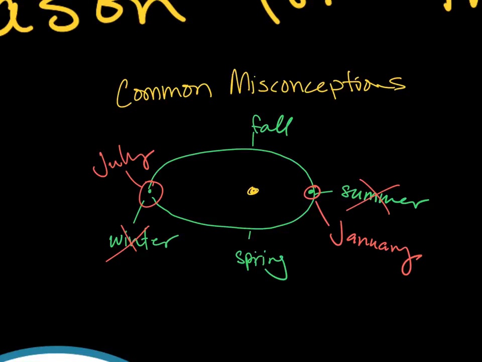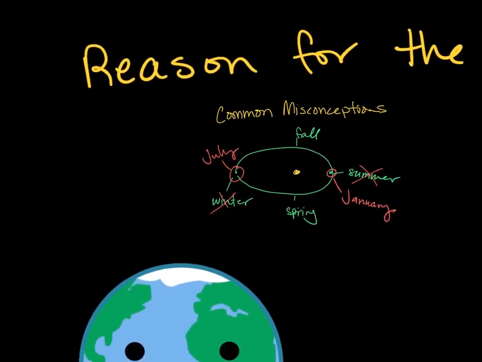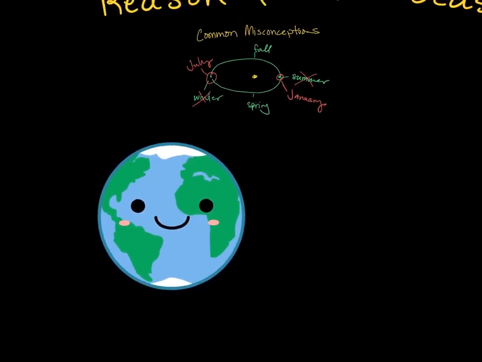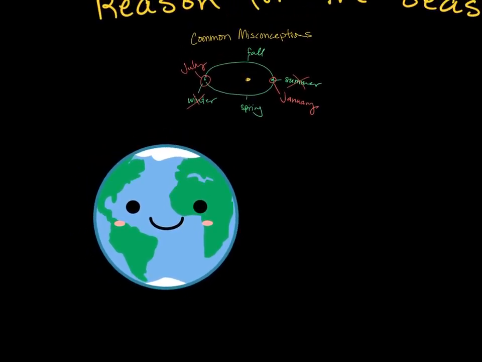So after learning that this isn't the reason for seasons, you might ask, well, what is the reason? Well, let me tell you. It has to do with the axis of the Earth. So we've got the North Pole and South Pole right here, the axis of the Earth.